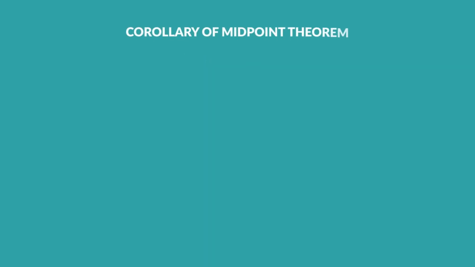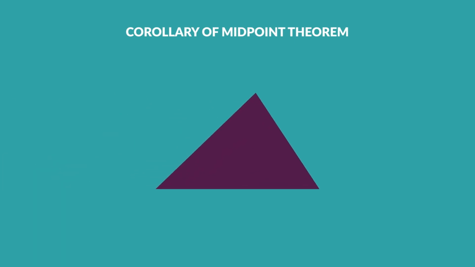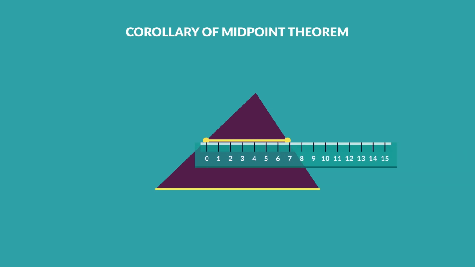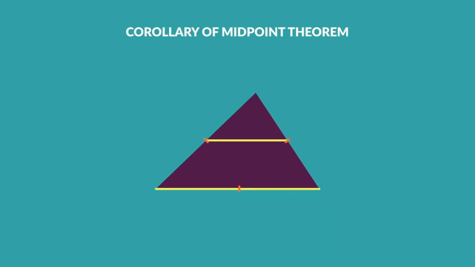So the corollary of the midpoint theorem is this. If we have a triangle with a line segment drawn which joins two sides of the triangle, but we don't know if this line joins the midpoints or not, all we need to do is to look and see if that line is parallel to the third side and equal to half of it. If it is, then this line must join the midpoints of the two sides. The midpoint theorem tells us so.